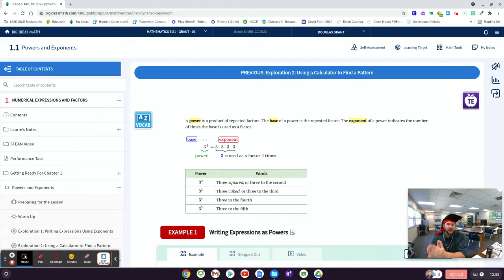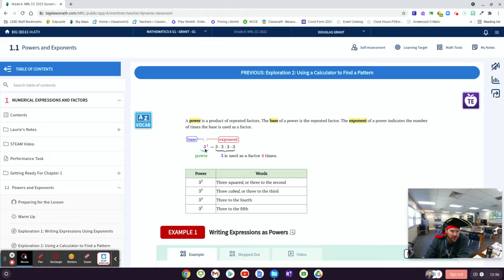The first thing is some vocabulary. So when you see the word power or exponent, usually in math, those are pretty interchangeable. There is a slight difference though. So the three words you're going to see a lot here are power, base, and exponent.